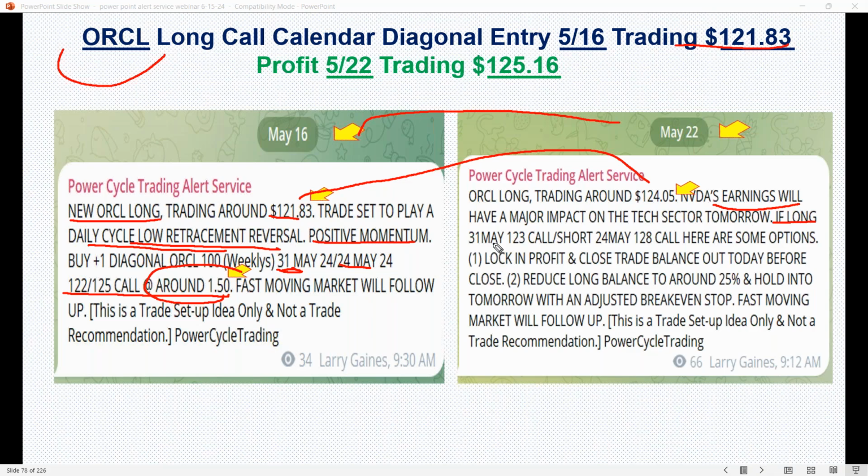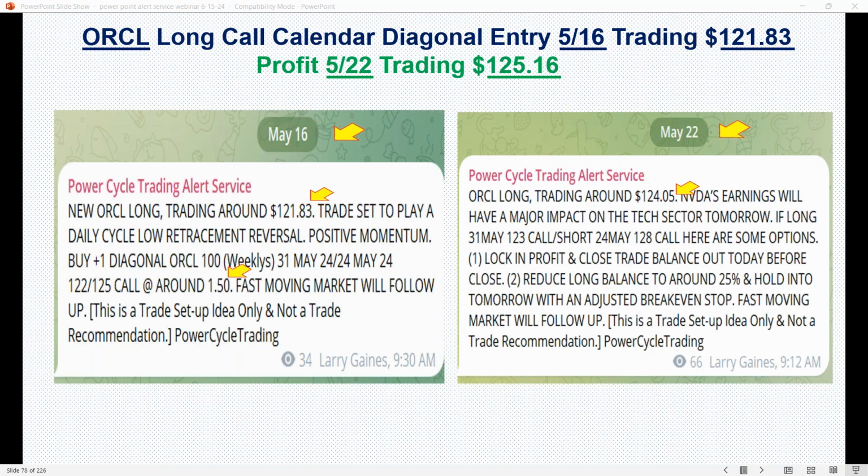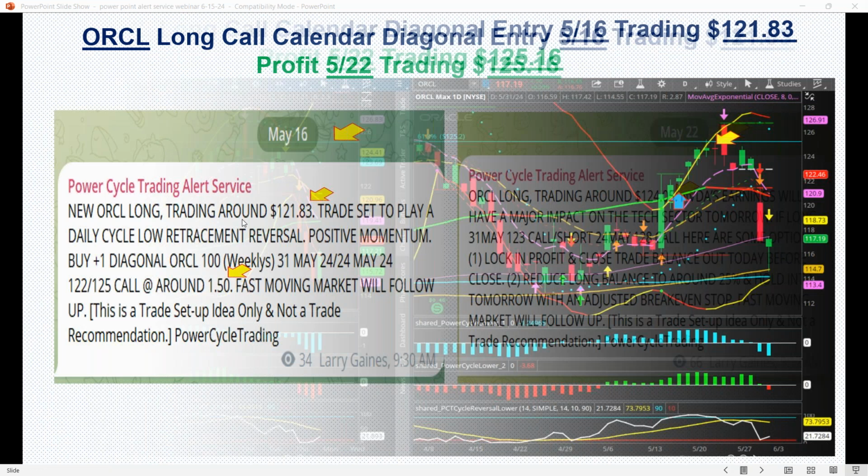So I said, if long this trade, here are your options. One, lock in your profit, close the trade balance out today before the close because earnings are coming up. Or two, reduce long balance to around 25% and hold into tomorrow with an adjusted break-even stop. I'm trying to make it as descriptive as possible of the things you can do, and give you some options to decide what might be best for you.